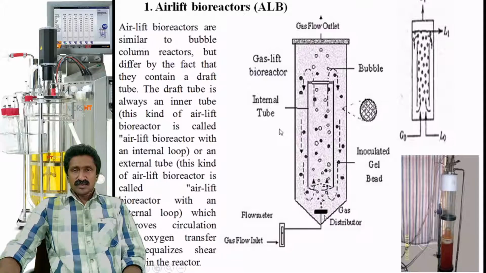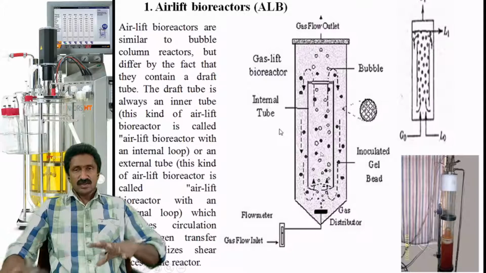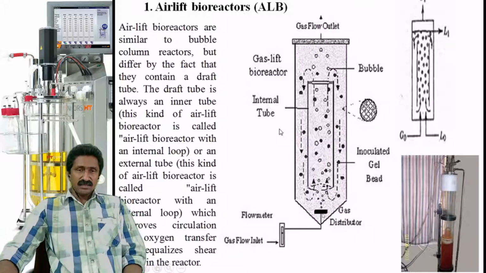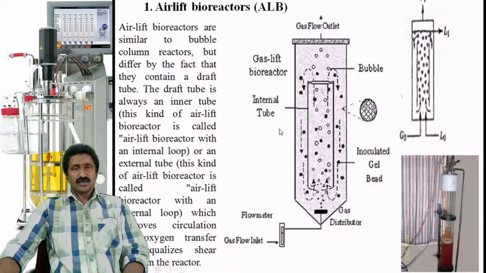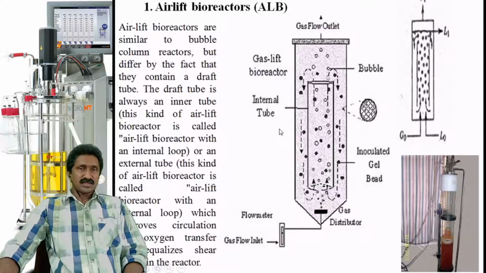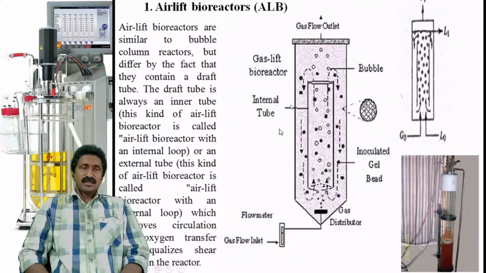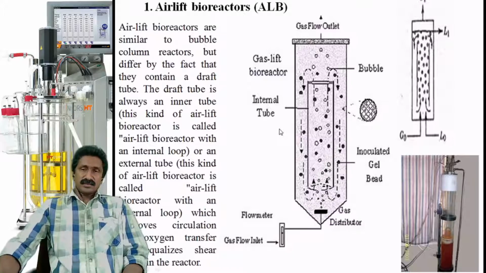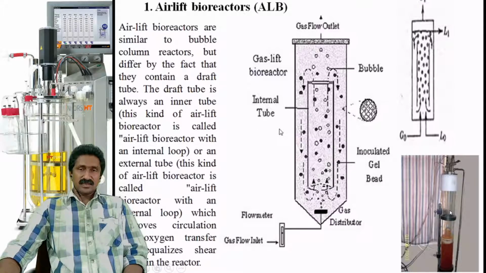So along with the gas movement, the medium will be lifted through this tube, and the medium and the components will be recycled back through the sides. So this agitation or mixing of the medium is done by the lifting movement of the gas from the bottom to the top. So the gas will be released through the top. So this is the movement of an internal loop airlift reactor.